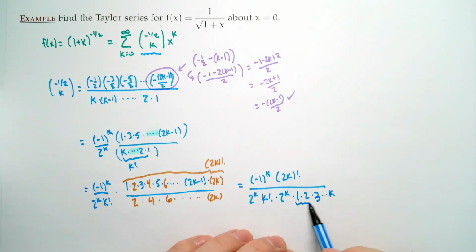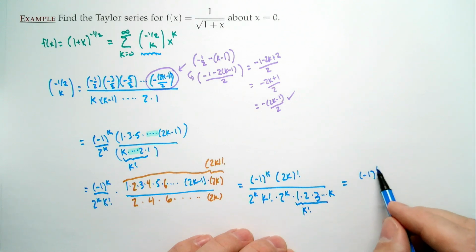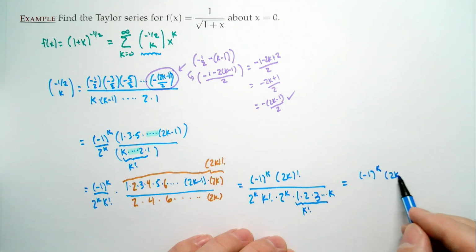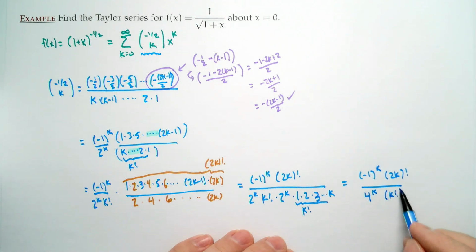And now we say, oh, this is a k factorial. So, what do we end up with? We have a minus 1 to the k, 2k factorial. Downstairs we have 2 to the k times 2 to the k, which makes 4 to the k. And then we have a k factorial times a k factorial, which is a k factorial squared. And that's a very nice compressed way to write that expression.